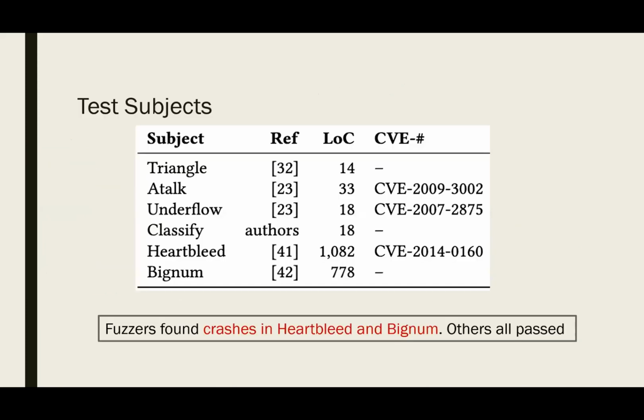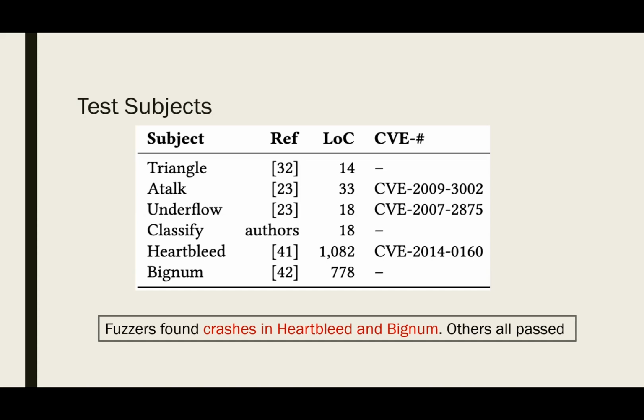So we kept our original subjects, but then we added a few more. We added another similar to Triangle, something called Classify, which we wrote. It's similar to Triangle, except we're classifying, I think, 10 integers. So we have a larger space of splitting out different if statements. We expected that to give us results similar to Triangle, which is why we used it.